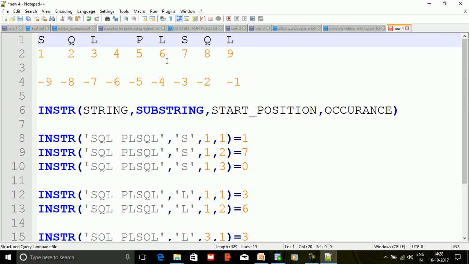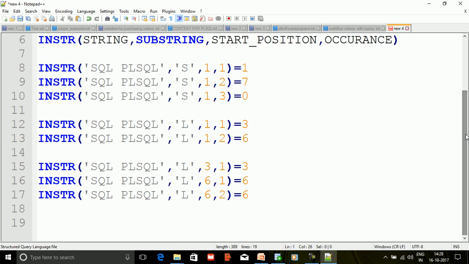Next it will go for S. S is not equal to L. Q is not equal to L. L is equal to L, yes, and the occurrence is also second. The output would be how much? 9.